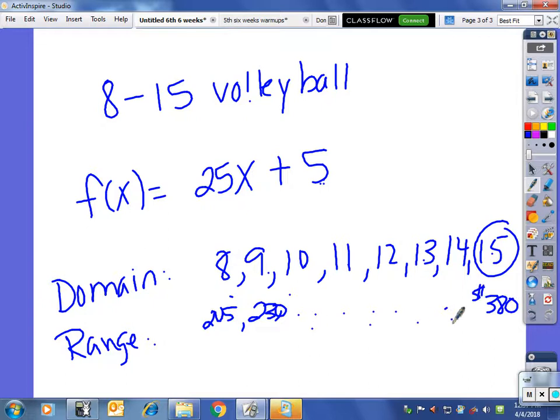$380. But you'd have to actually list them all if they wanted a list of them. Yes. That's how many volleyball players we might have. In the test problem, it said people are trying out for a volleyball team. The coach is going to pick 8 to 15 girls. So there could be 8 girls, 9 girls, 10 girls, 11, 12, 13, 14, or 15 girls. It's not a scatter plot. It's just a list.